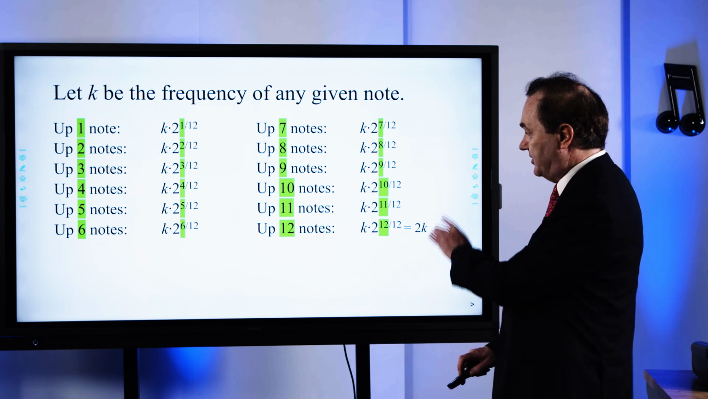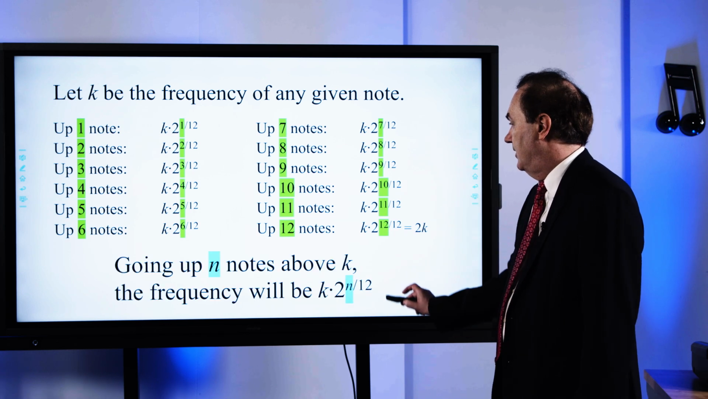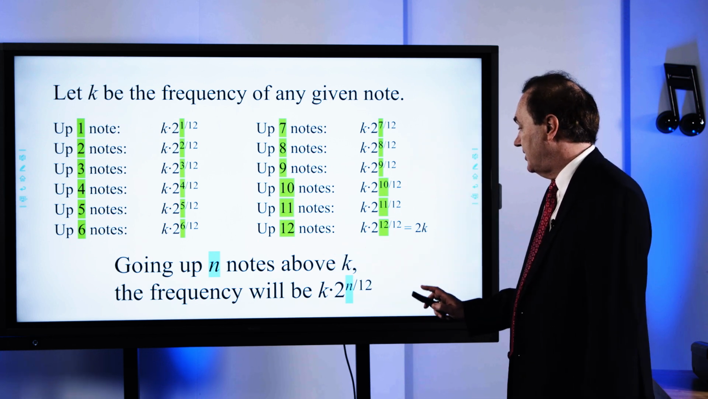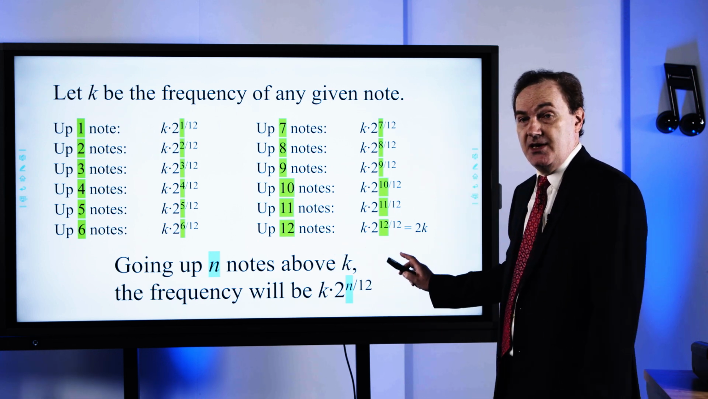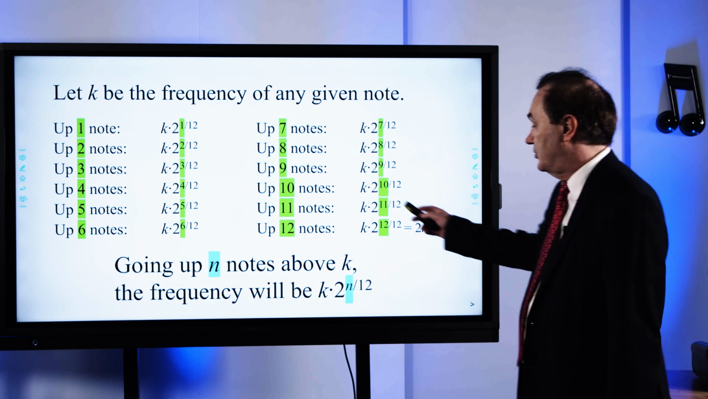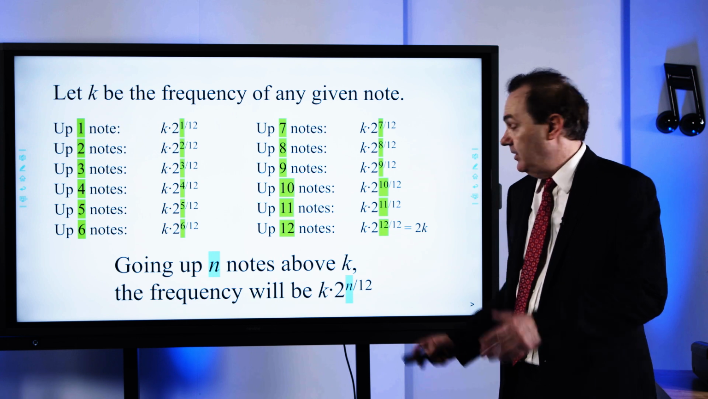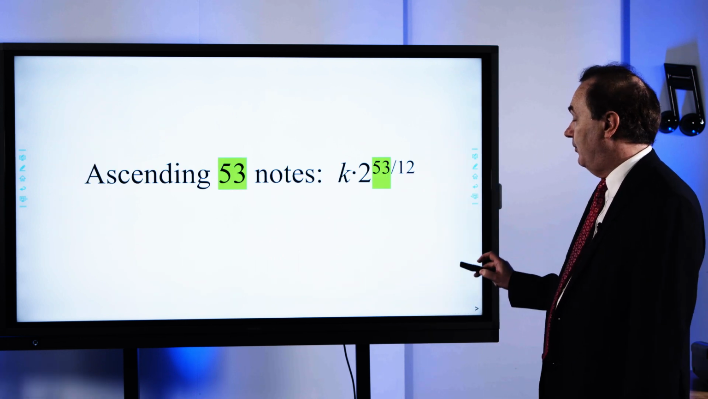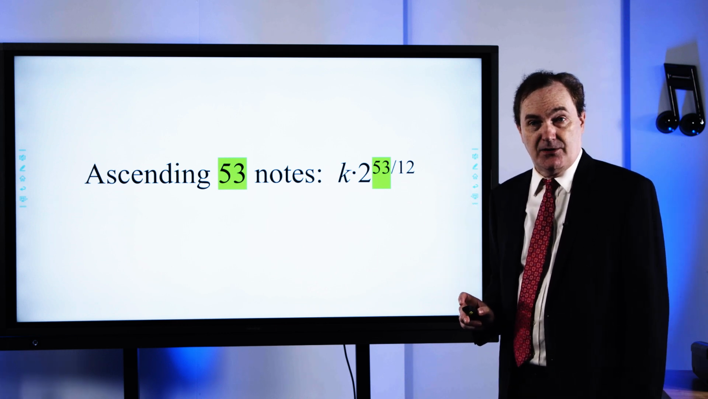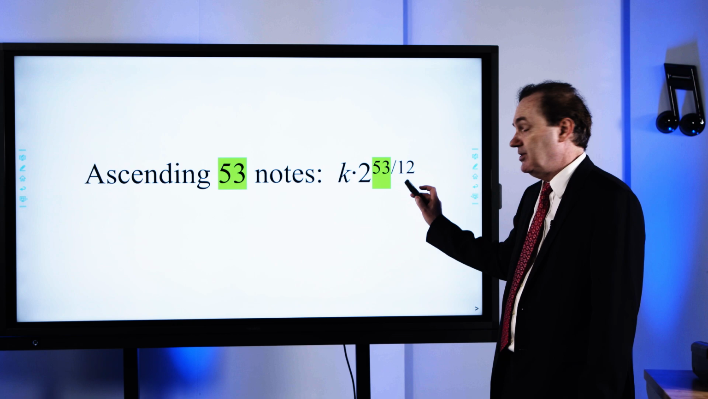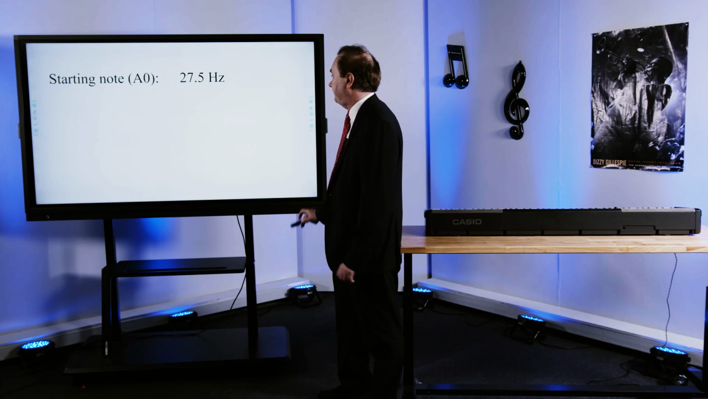Now let's generalize the pattern that we see here. Going up n notes above k, the frequency will be k times 2 to the n/12ths power. And you don't have to stop at 12. You can go up further, and the formula will still apply. So for example, if we ascend 53 notes above the starting note, then we will obtain a frequency which is k times 2 to the 53/12ths power.